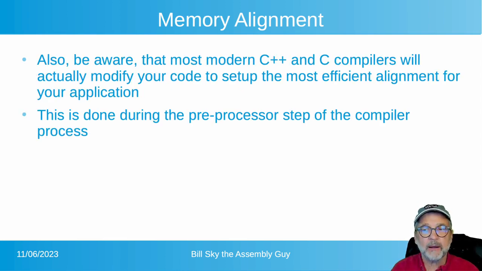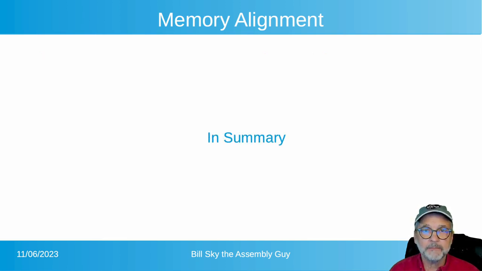But also be aware that most modern C++ and C compilers will actually modify your code to set up the most efficient alignment for your application. So I've written code in C++ where I've put all kinds of variables in there. I didn't worry about alignment. When I looked at the machine code that was generated, it actually moved things around in the data section so things were automatically aligned. So the compiler is pretty smart. It will do things as much as it can to improve the performance of your compile.